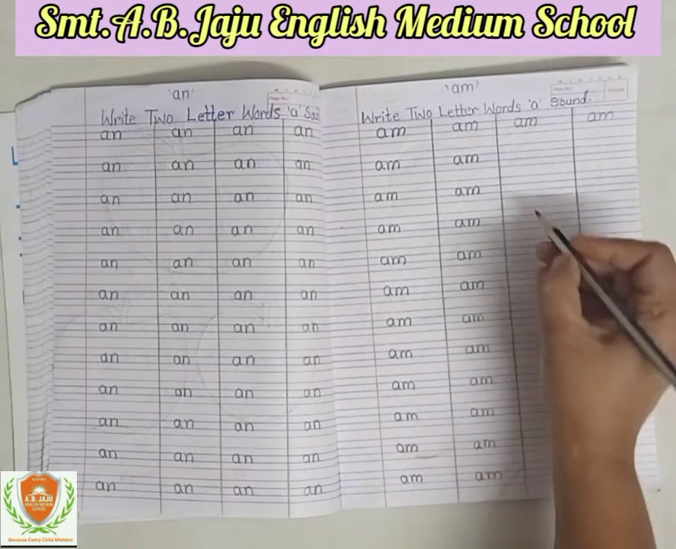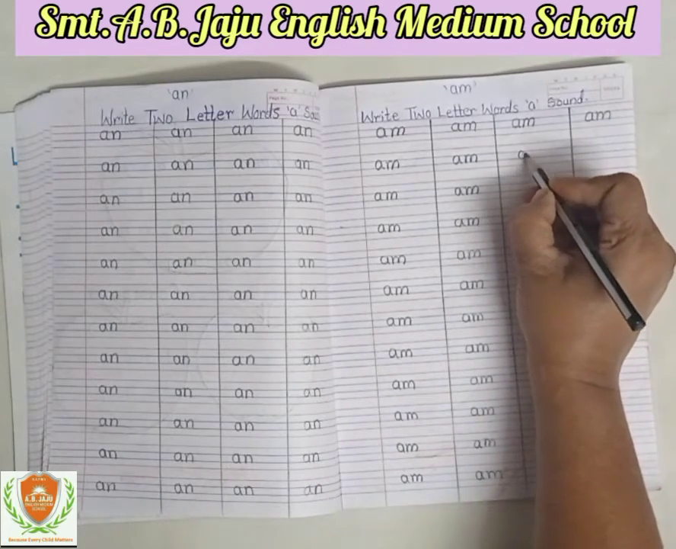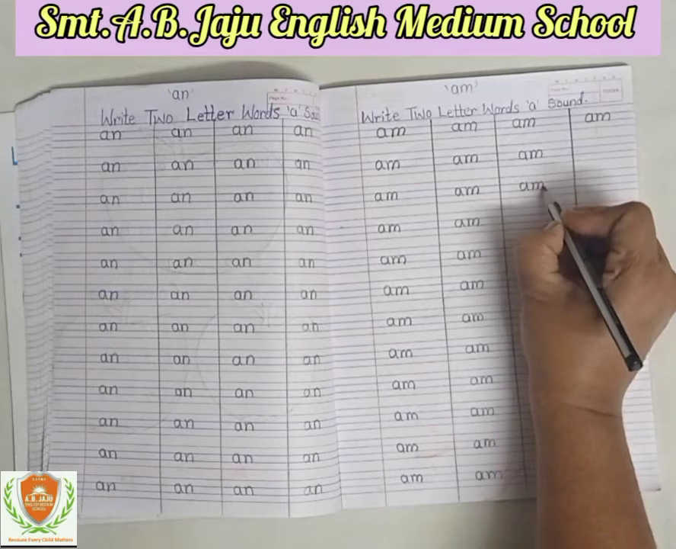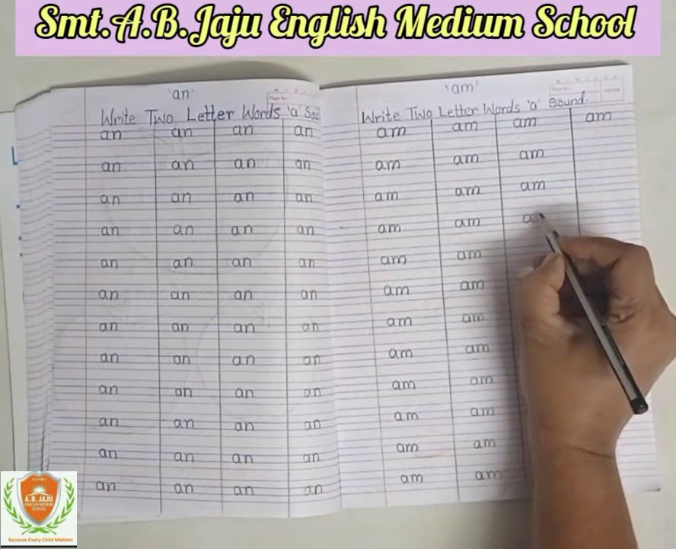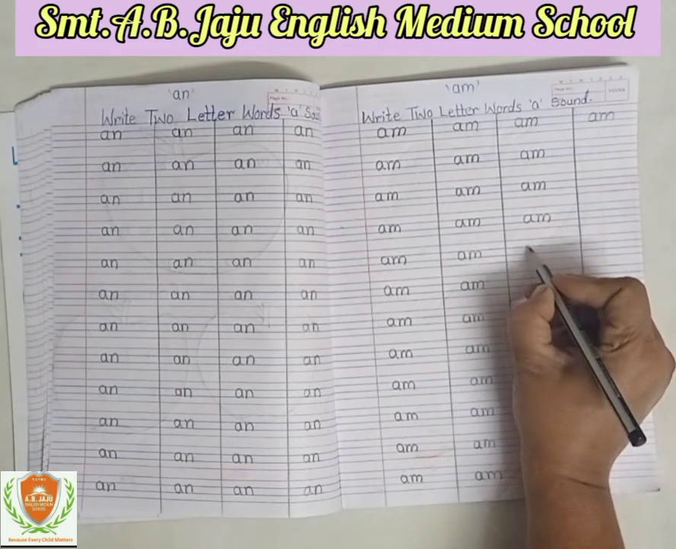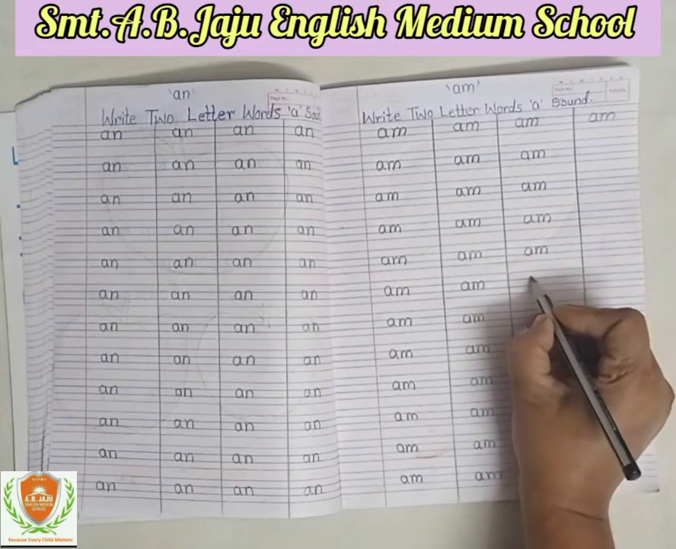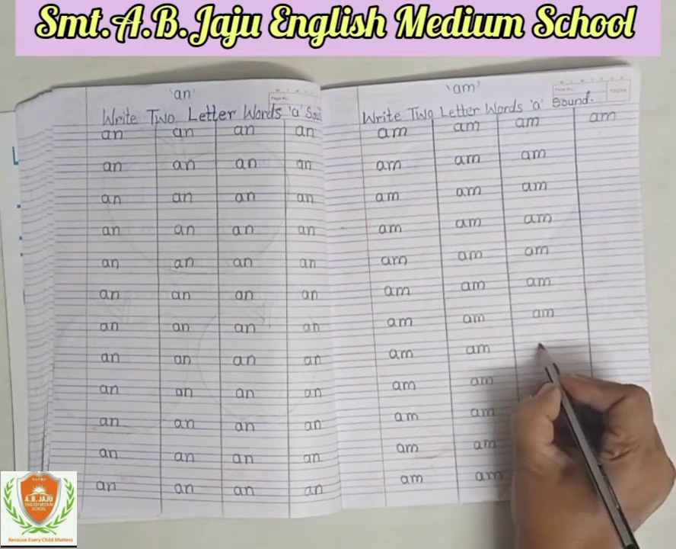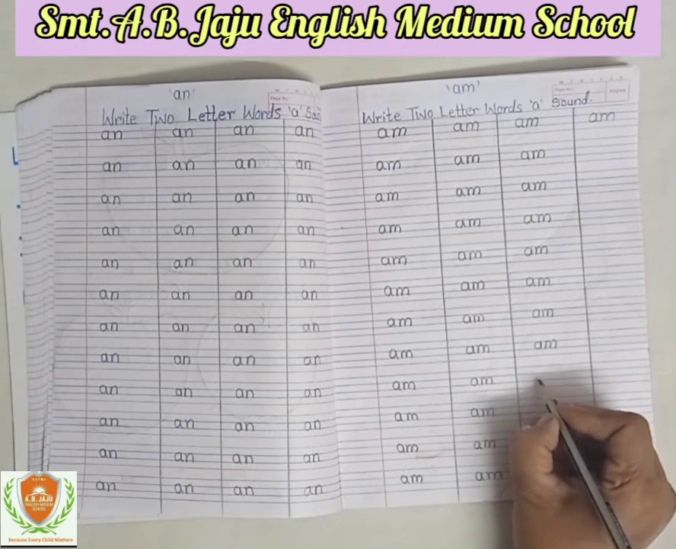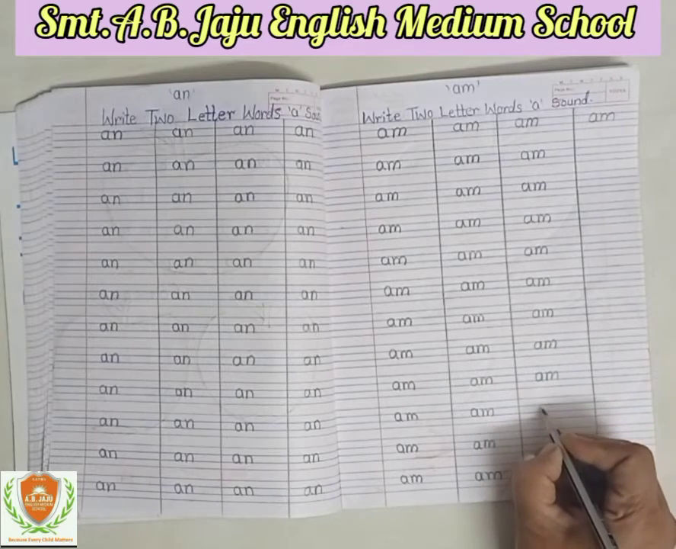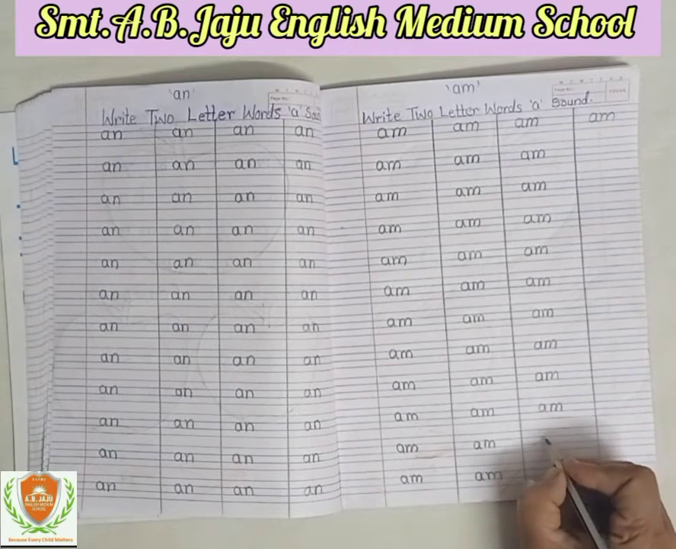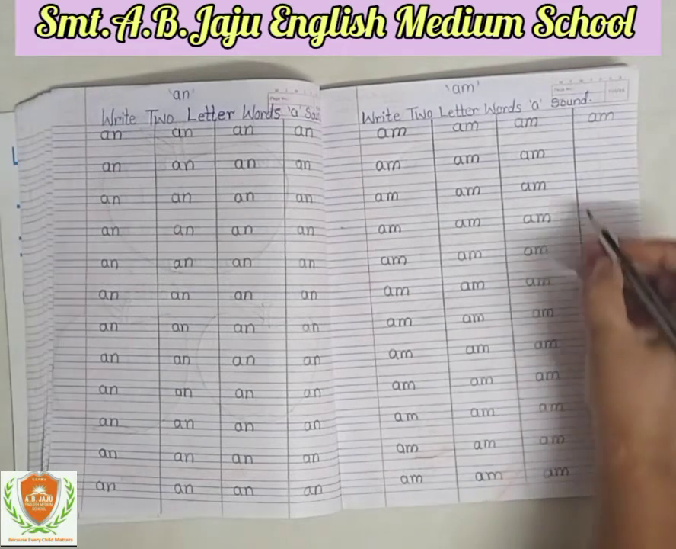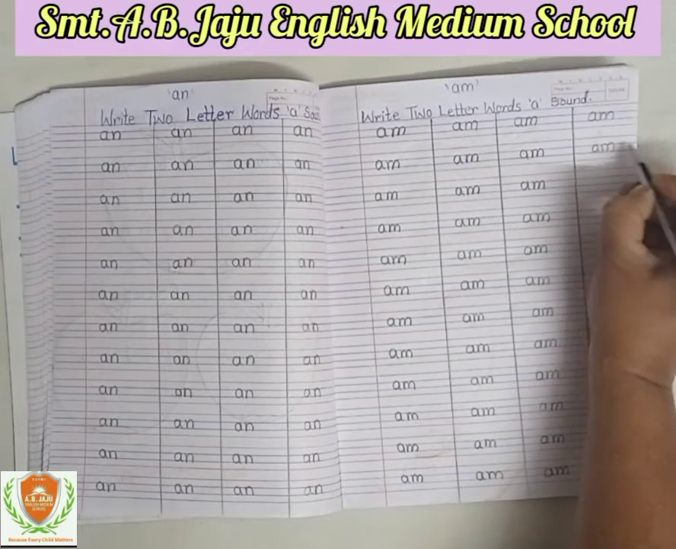Like this you have to write down. Writing should be neat and clean. A, M, AM. Sound of A is A, sound of M is M. A, M, AM.